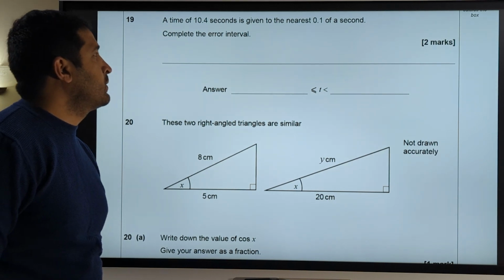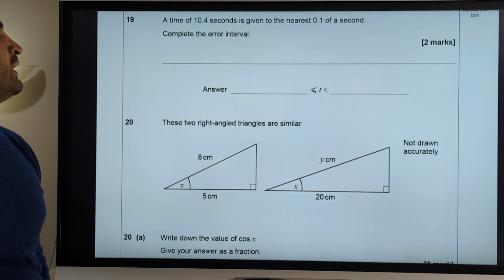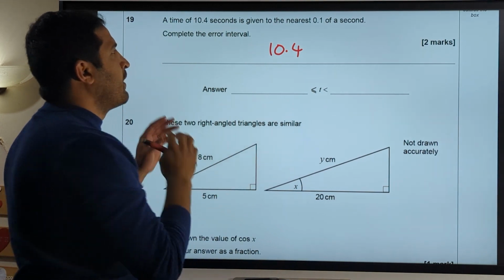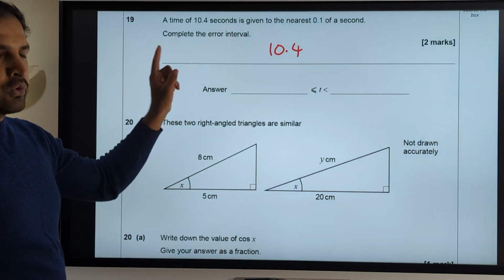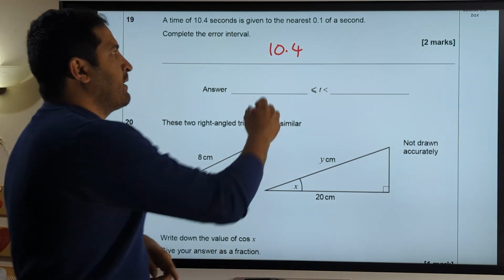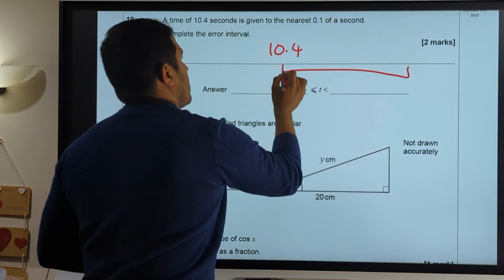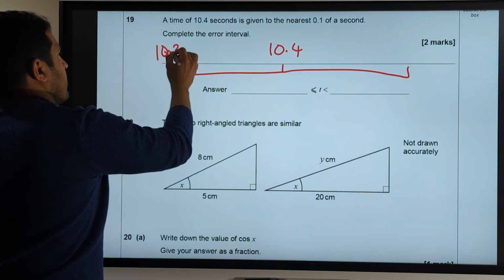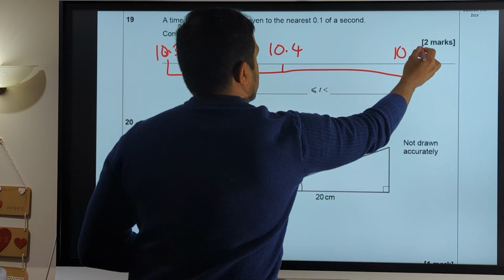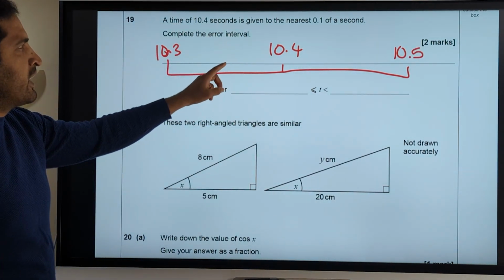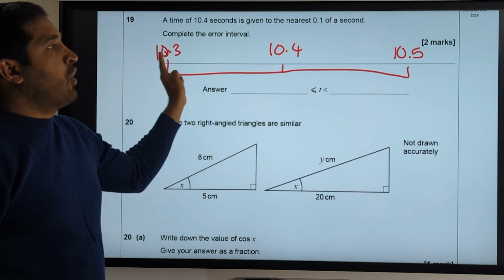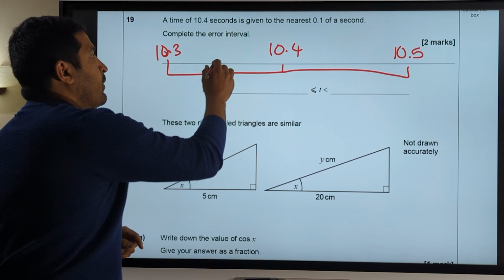The time is 10.4 seconds, given to the nearest 0.1 of a second. Complete the error interval. If that 10.4 seconds is rounded to 1 decimal place, we need to look at what the next number after that is going to be, and what the number before that is going to be. So that's 10.3, and that's going to be 10.5. Now if you're looking for an error interval, it means which possible numbers round to 10.4 and not 10.3 and not 10.5. So we're looking for the boundaries here.